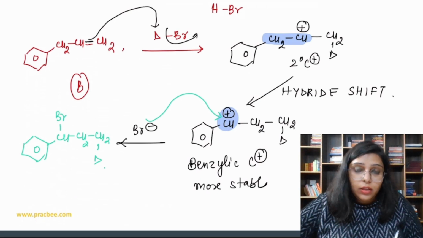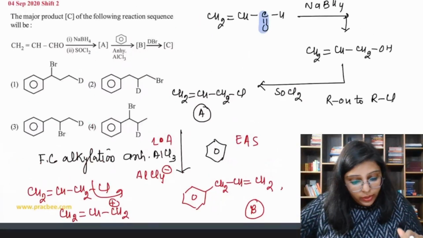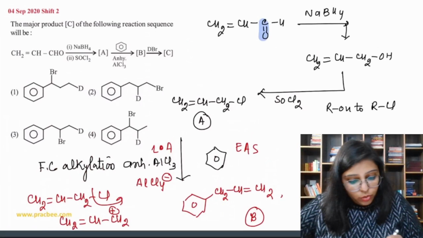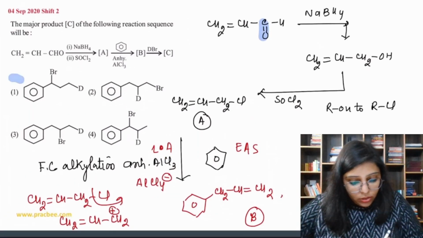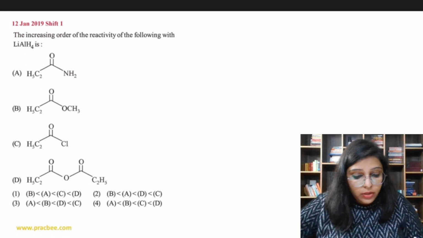Okay, now let's find out the correct answer. This is C. So C is going to be CHBr, CH2, CH2D. So option 1 is the correct answer. Clear? Option 1 is the correct answer. Now next question.